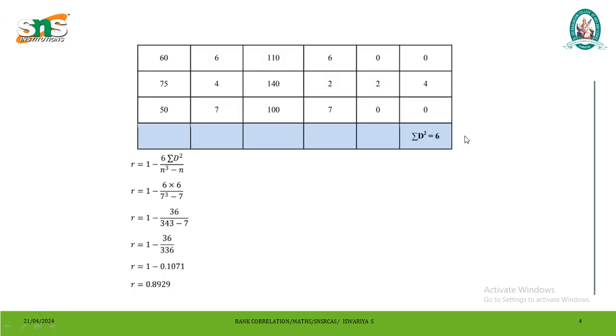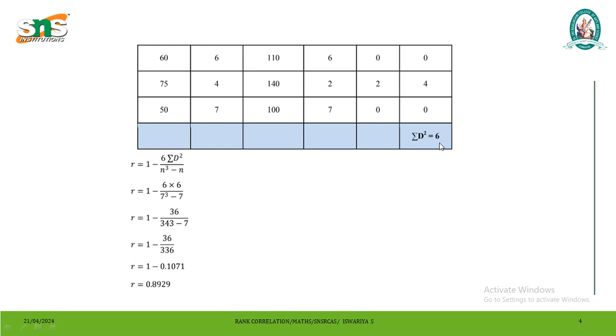So this is the total calculation of this table. After all the calculation, we have to find the summation d square value. Summation d square means we have to sum the d square values. By adding all the d square values, I get an answer as 6.